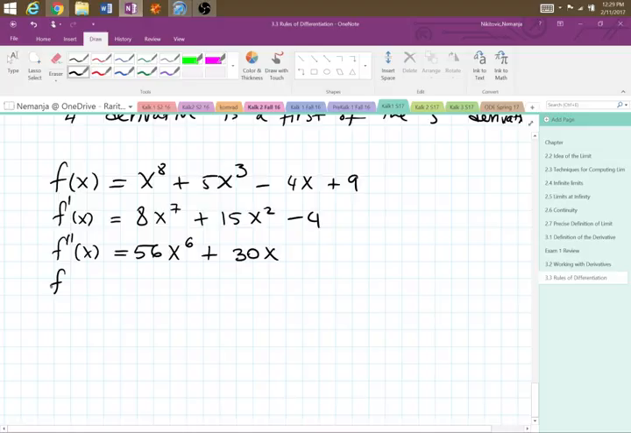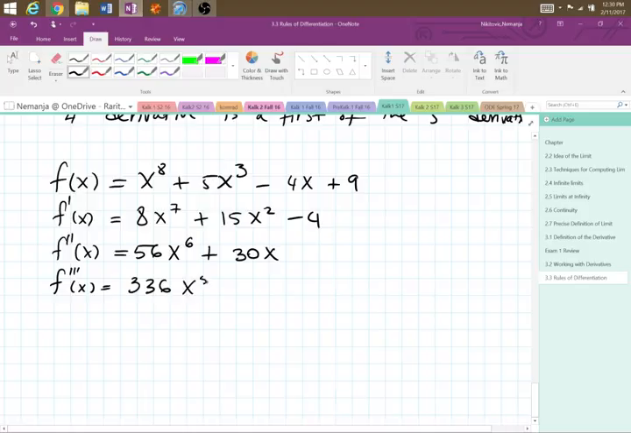Now, third derivative, 3 primes. Yes, so we're going to multiply 156 by 3 first, right? Which will give us 168. And then double that. 330? No? 336.